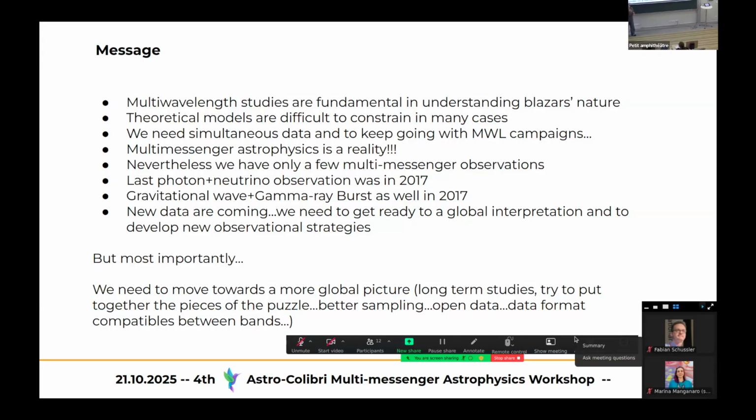Or as Fabian was saying yesterday, a good thing would be to have more connection with people in order to get samples which are more meaningful. I don't know. So we need better data sets, in the sense of more simultaneous data. We need open data. We need better sampling and data formats which are compatible between bands. So this is my message here. I don't have a solution, just a lot of frustration, but okay, that's it. Thank you.